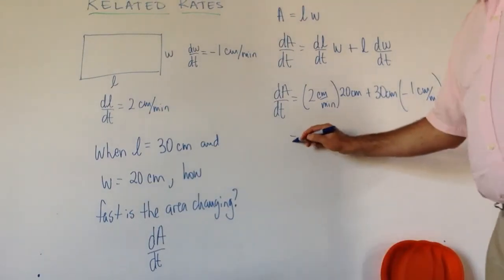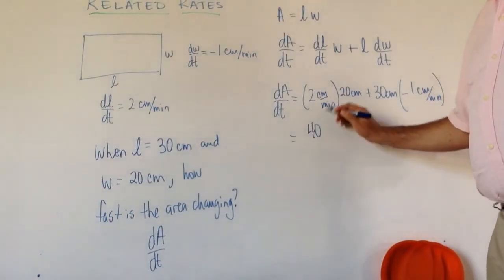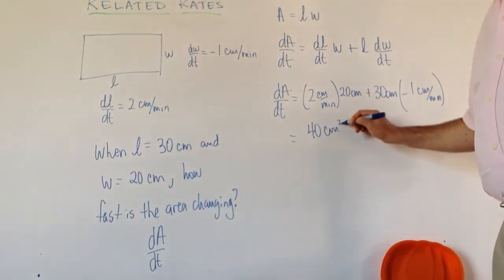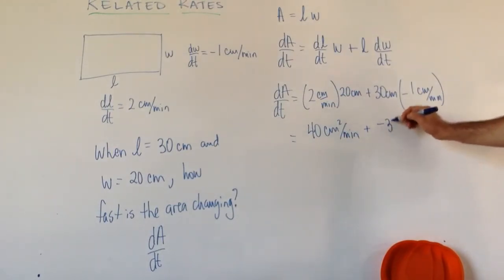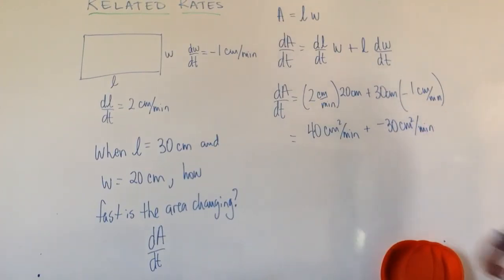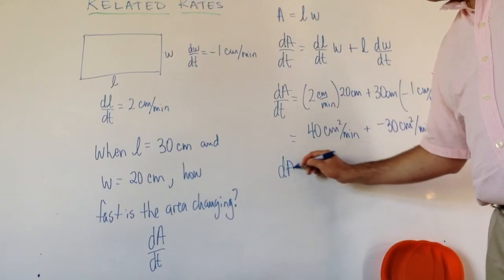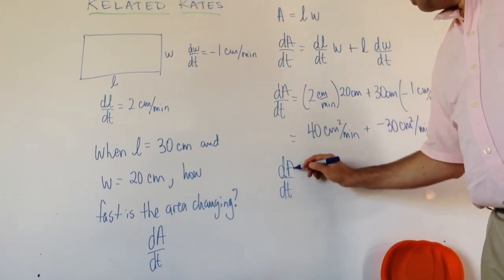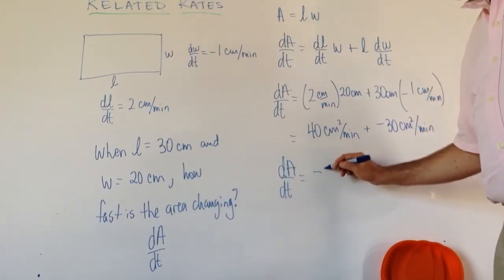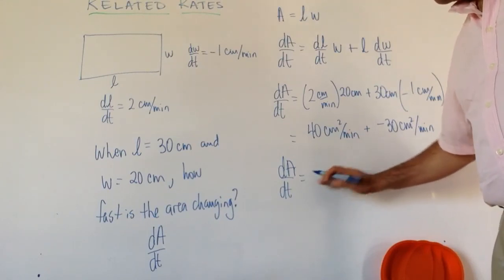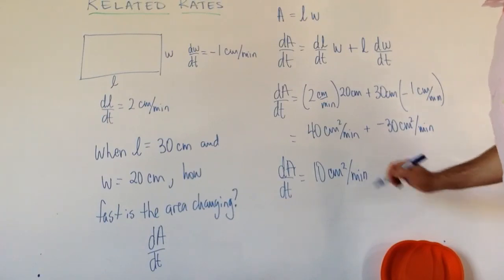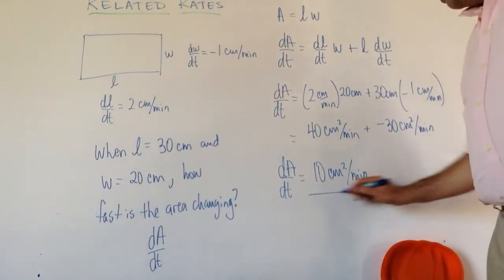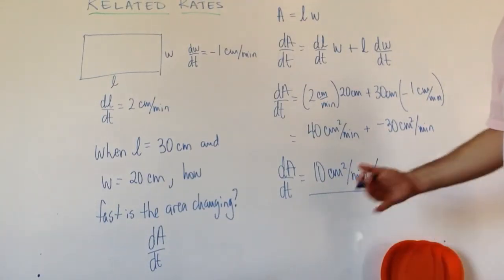Okay, so this gives us 40 square centimeters per minute, plus negative 30 square centimeters per minute. So the area is changing at a rate of positive 10 square centimeters per minute. Okay, because it's positive, the area is increasing.